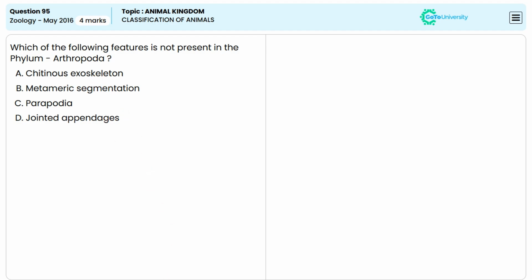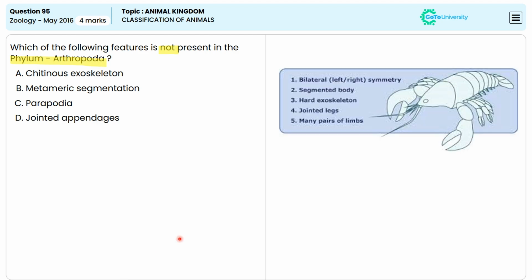Which of the following features is not present in the phylum Arthropoda? The characteristic features of phylum Arthropoda include bilateral symmetry, segmented body, hard exoskeleton, jointed legs, and many pairs of limbs. So, coming to option A, chitinous exoskeleton, it is present in arthropods.